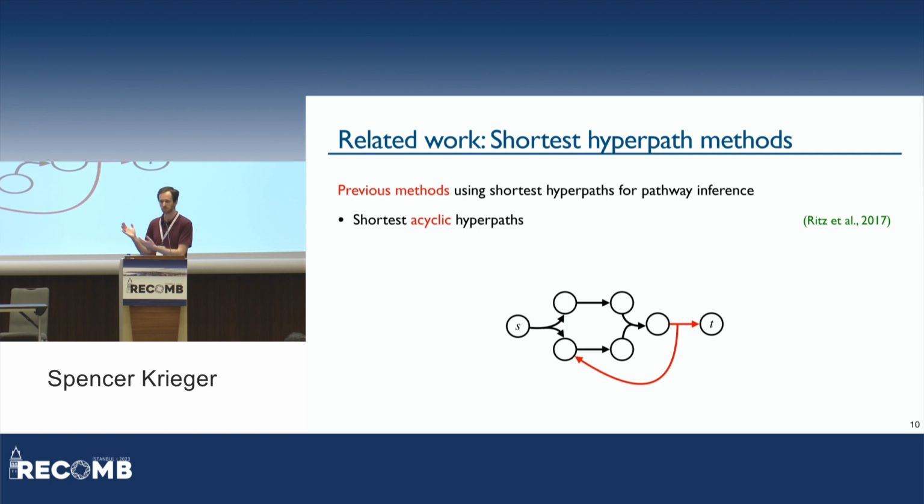What is maybe unintuitive about shortest hyperpaths is that they actually can contain cycles. So here I've drawn a hypergraph where the only hyperpath from S to T is actually the entire hypergraph. So you have to use all the hyperedges, and the hyperedge that I've highlighted in red actually causes a cycle because within its head set it has this vertex here on the left that is in the tail set of a previous hyperedge in the hyperpath. So this is an example where this previous method would not be able to find any hyperpath from S to T since they're all cyclic.